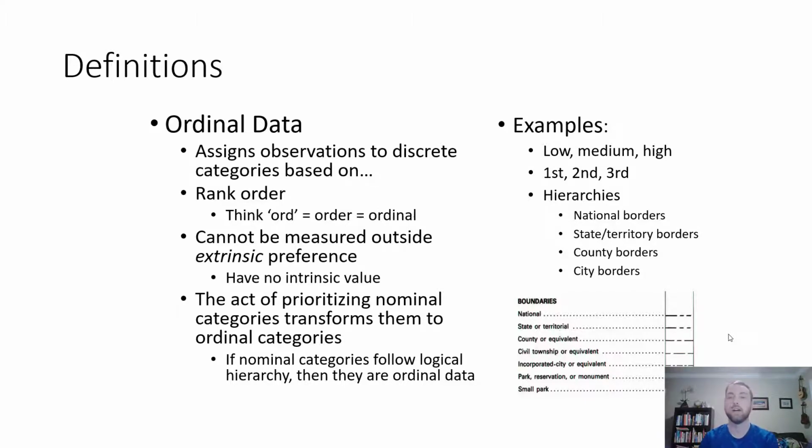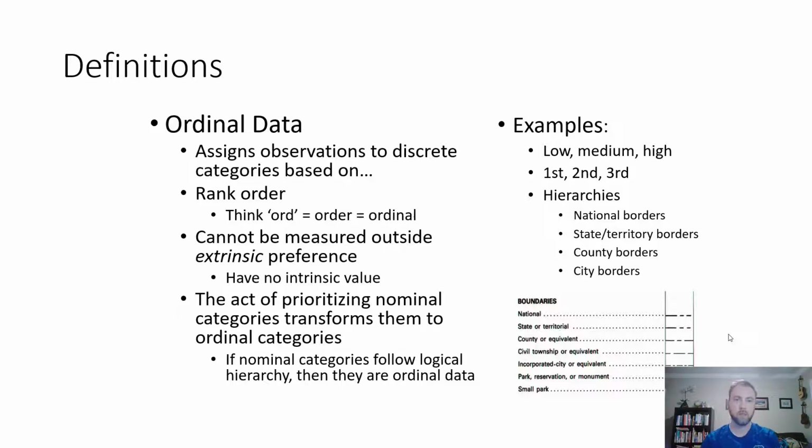Think about hierarchies of borders rather. National border, within nations are states or territories. Within states and territories, you have counties. Within counties, you have cities. Within cities, you have neighborhoods. Okay, so from large to small in that case. So how do you remember ordinal? What does that mean? Think rank order, ordinal order.